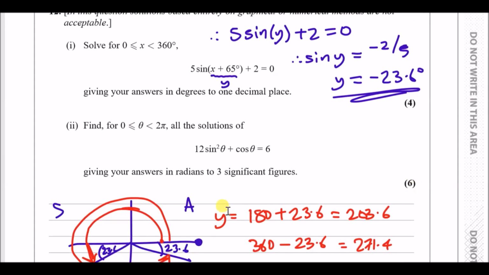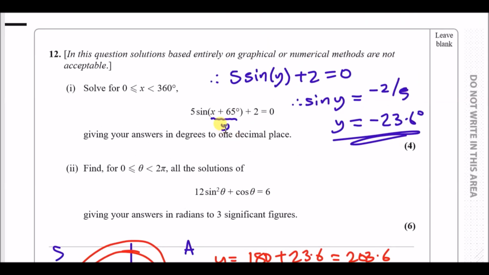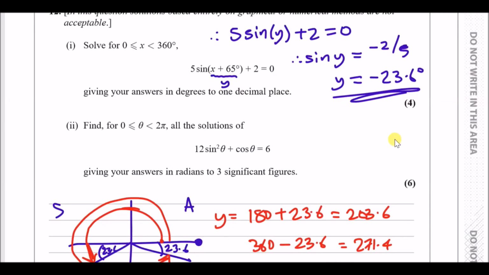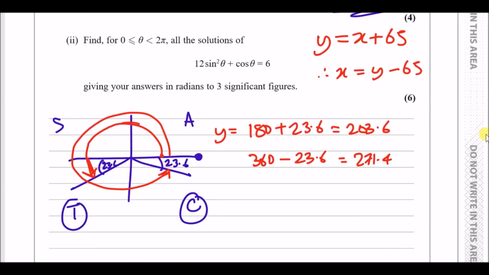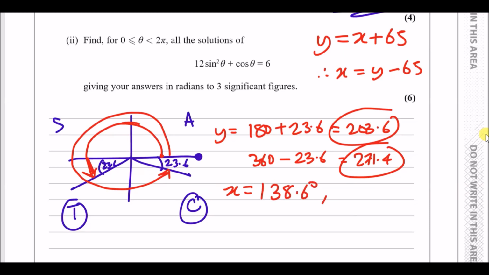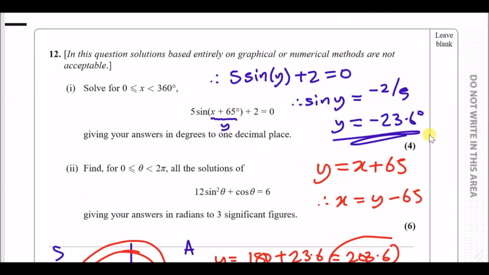Now, just remember, these are the values for y, yeah? And we said here, let y = x + 65. Okay, so let me recap. y = x + 65. So therefore, x is going to be y - 65. So to get the x values, we're going to subtract 65 from both of these. And doing so, you're finally going to get 138.6 degrees and 271.4 degrees. And that's it, guys. You've literally got every value in the range for part 1.